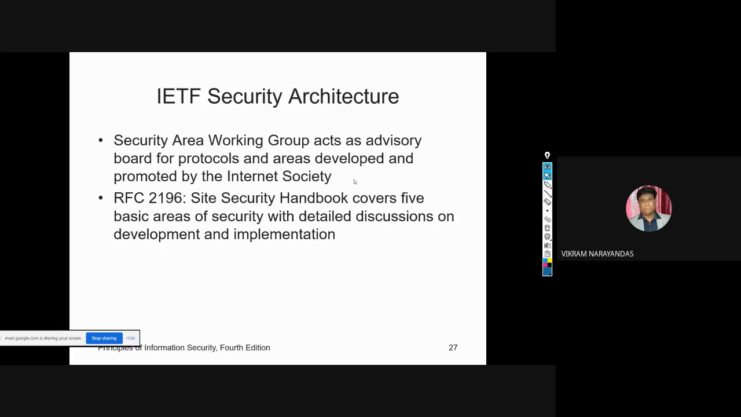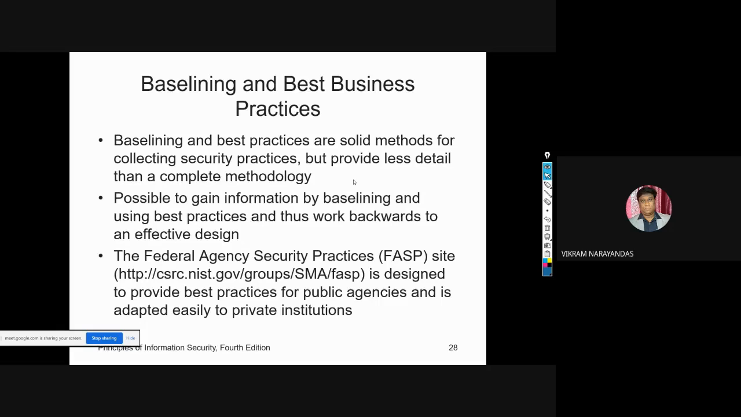Next, baselining and best business practices. Baselining and best practices are solid methods for collecting security practices, but provide less detail than a complete methodology. It is possible to gain information by baselining and using best practices and thus work backwards to the effective design.